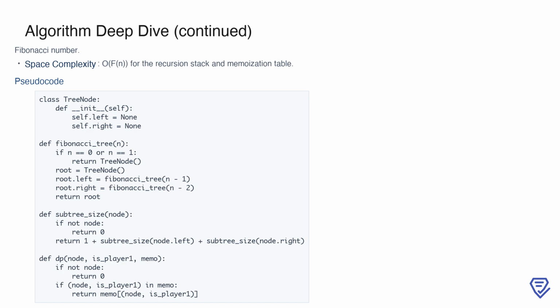Base cases for F0 and F1 return single nodes. For larger n, we recursively construct the left and right subtrees and attach them to a new root node. The subtree_size function computes the total size of any subtree by recursively summing the sizes of its left and right children along with the root. The dynamic programming function dp calculates the maximum score difference for a given node and player using memoization. If a result for the current state is already in the memo table, it's reused to avoid redundant computation. This setup ensures that the algorithm efficiently handles all subproblems.